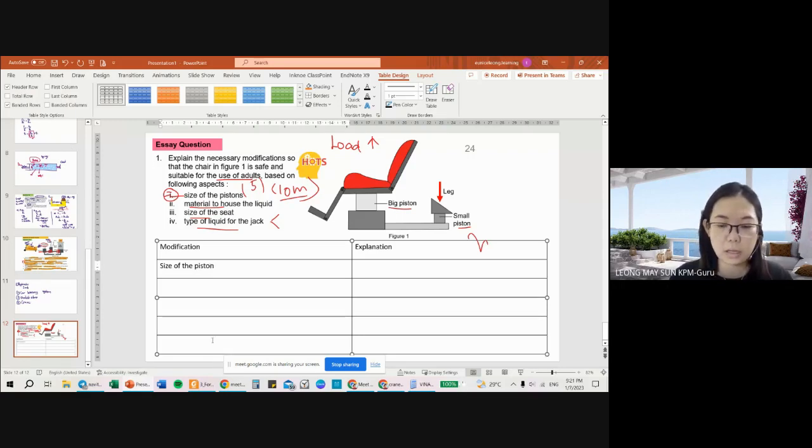What I'm gonna say is, in order for the size of the piston, always remember for Pascal principle, if you want to accommodate more, the bigger piston make it bigger, the smaller piston make it smaller. Why? Because of the force multiplier. The force multiplier needs to be a higher multiplier. Let's talk about force multiplier.